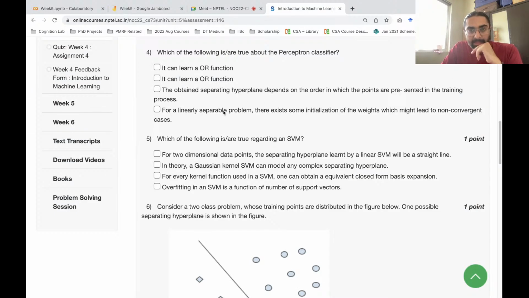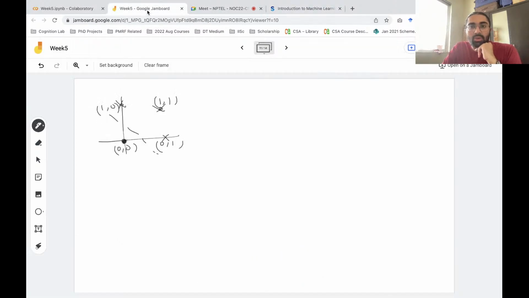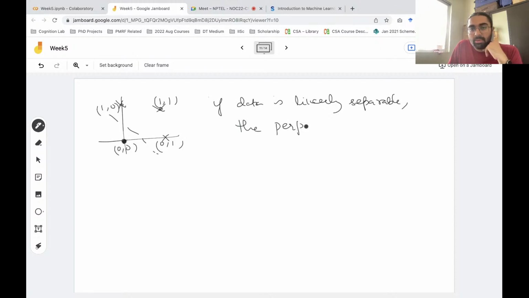For a linearly separable problem, there exists some initialization of the weights which might lead to non-convergent cases, which is not true. We have the Perceptron convergence theorem, which tells you that if data is linearly separable, then the Perceptron algorithm will find a hyperplane which separates it.